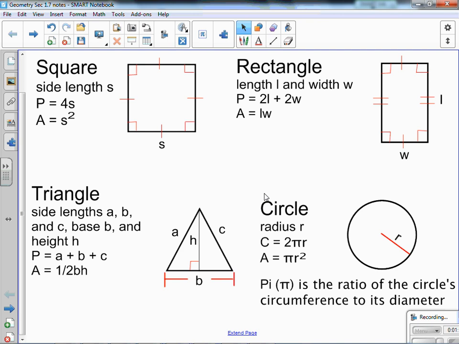And for a circle, we don't have a perimeter, we have a circumference. So circumference is 2 times pi times the radius. And the radius is the distance from the center to the side, or to the edge of the circle. And then for area, it's pi times the radius squared. And if you don't know, pi is a ratio of the circle's circumference to its diameter. So if we take the circumference, the distance around the circle, divide it by its diameter, we should get the value pi.